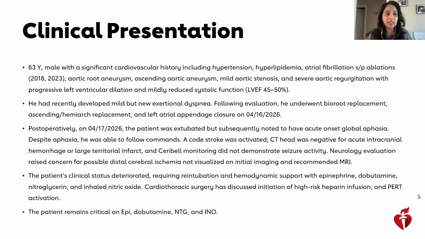So here's a gentleman, he's a 63-year-old male, with significant cardiovascular history: hypertension, hyperlipidemia, AFib. He's had ablations in the past. He comes in with aortic root aneurysm, aortic stenosis, severe regurgitation with left ventricular dilatation and reduced systolic function. Because he had recently developed some exertional dyspnea and underwent evaluation, they decided he needed a bioroot replacement, ascending and hemiarch replacement, as well as left atrial appendage closure. So, I put the dates in here just to give you a context. The procedure that he underwent was extensive.